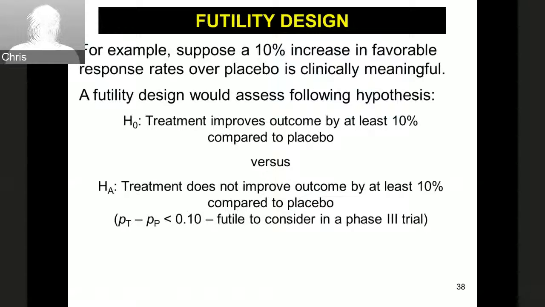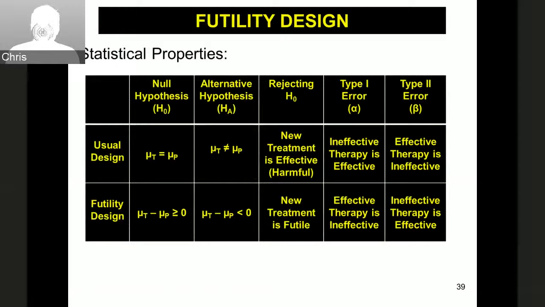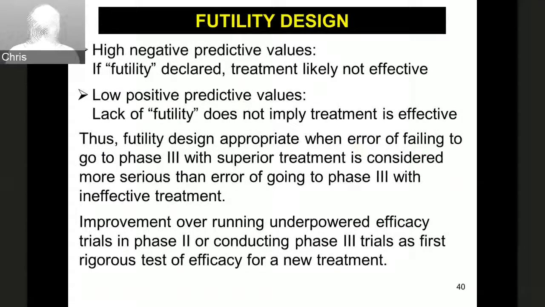Next slide, please. One of the challenges, and this just lays out what I mentioned before on slide 39, is the differences in the null and alternative hypothesis. Next slide. What you may want to keep in mind with the futility design, and I mentioned this, but it's worth reiterating, it has a high negative predictive value. So if you declare futility, then you can be reasonably confident that the treatment is not effective, and that would not justify moving forward in a phase 3 type of trial.